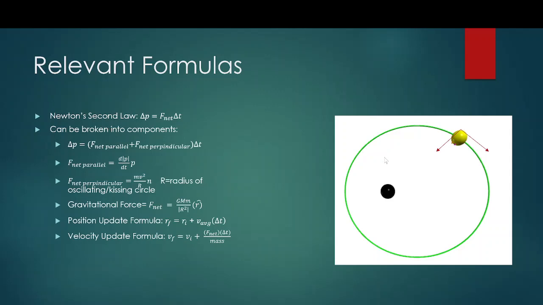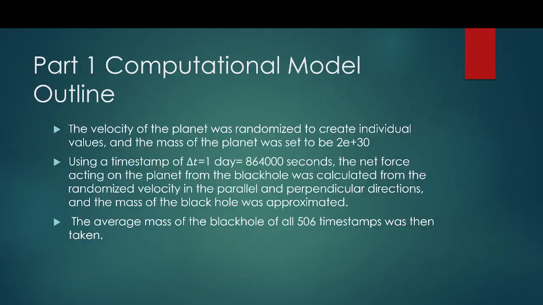Some other formulas used were the formula for gravitational force, which states that the gravitational force is equal to the gravitational constant times the masses of each planet divided by the distance between the planets squared, pointing towards the planet, or in this case, the black hole. And the position and velocity update formulas, which have been used multiple times just to update the position and velocity, and are very intuitive formulas.